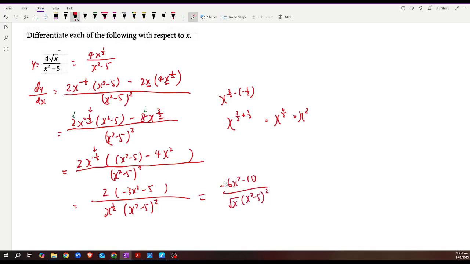So normally in this case, you see you have two negative signs here. We will factorize that out, put it at the side of the fraction. So you have negative 6x squared plus 10 over square root of x times x squared minus 5 squared. This is the answer.